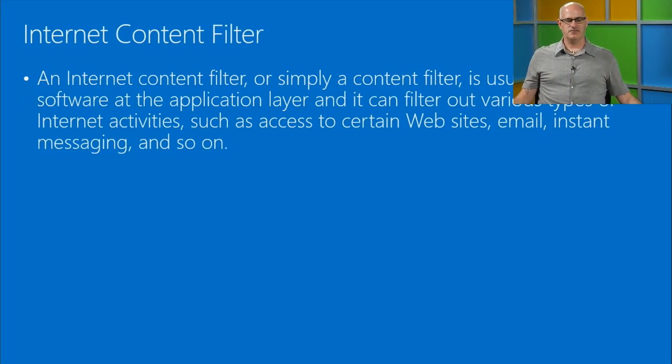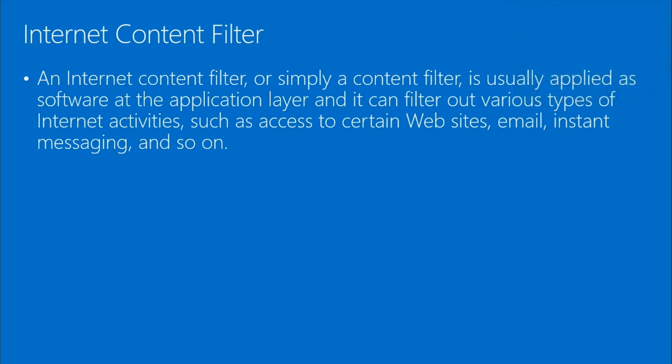Internet content filter, or simply a content filter, basically is applied to software at the application layer. Filters out various types of internet activities. Again, access to certain websites, email, instant messaging, and so on. So it allows certain rules to be created. Don't want access to maybe a BitTorrent site or a peer-to-peer site or other types of sites, or you don't want access to outside emails.